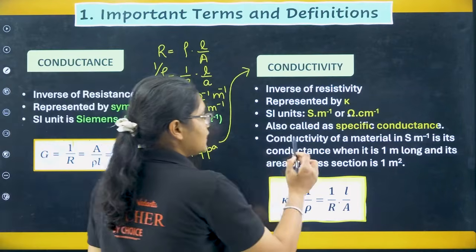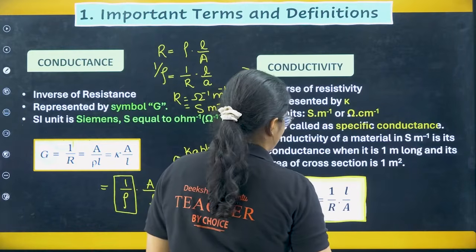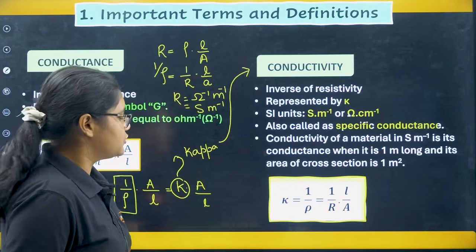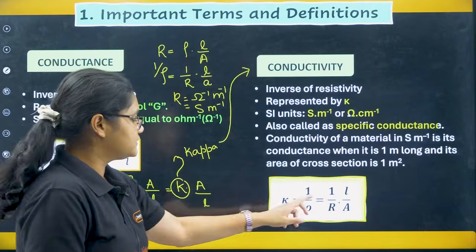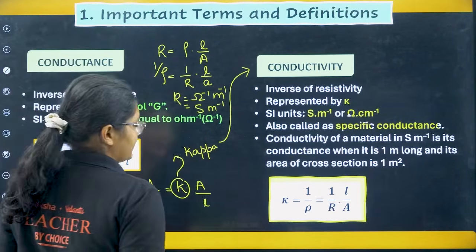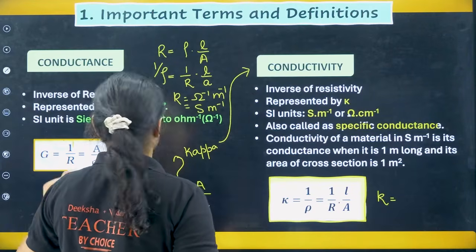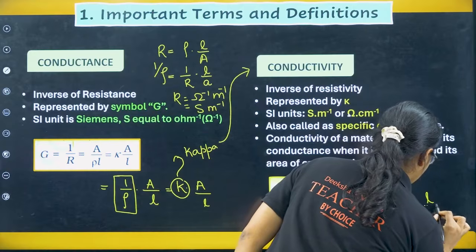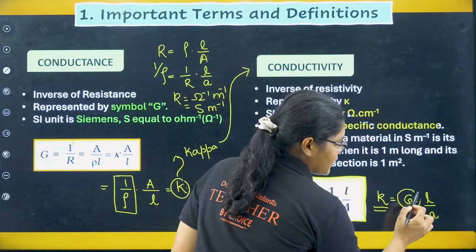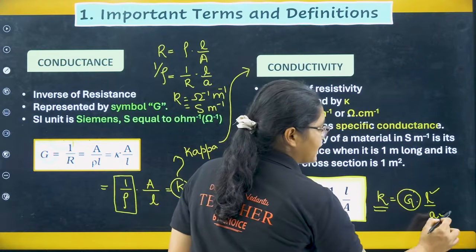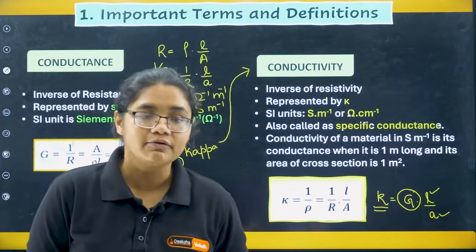Next, the conductivity of a material in S meter inverse is its conductance when it is 1 meter long and its area of cross section is 1 meter square. You can see this is the formula of conductivity, kappa is equal to 1 by R into L by A. So I can write kappa equal to G into L by A, right? 1 by R is conductance, which is G. So I can say that conductivity is the conductance when the length is 1 meter and area is 1 meter square, right? We have the definition for resistivity, same is the definition of conductivity.